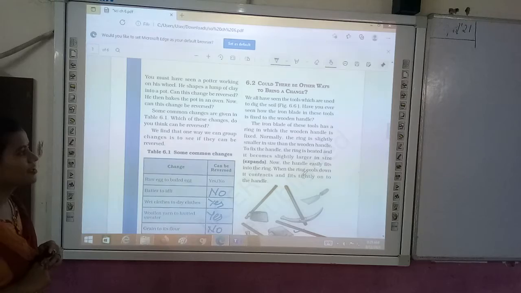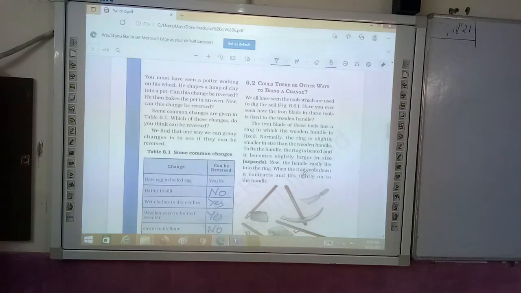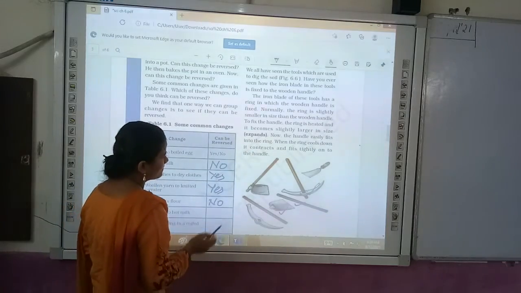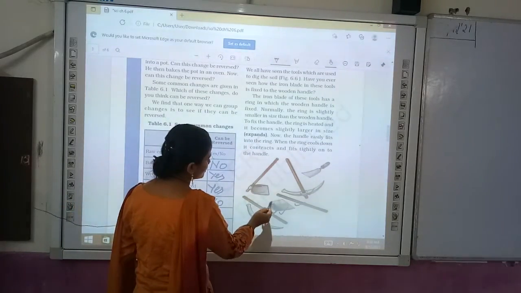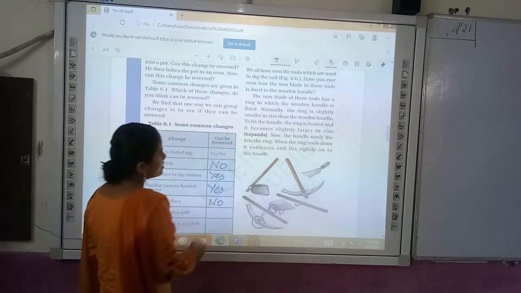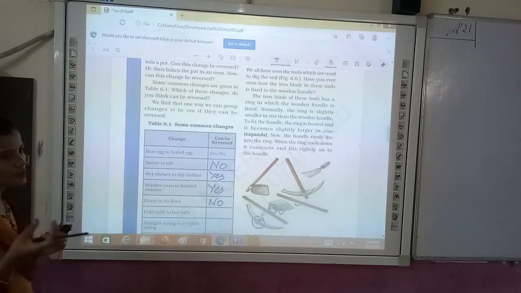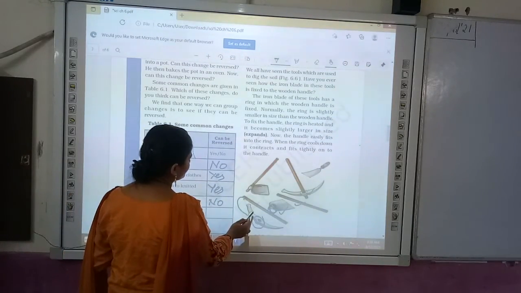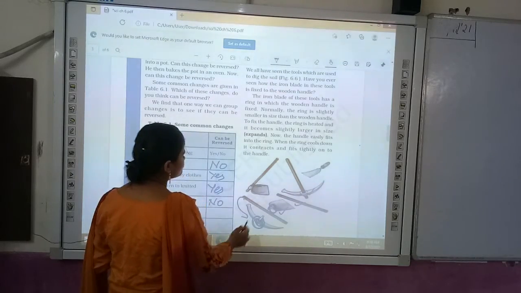So the iron blade of these tools has a ring in which the wooden handle is fixed. So you have seen iron blade in figure 6.6. ठीक है, in which wooden handle is fixed. देखिए यहाँ पे लिखा है wooden handle iron blade के साथ fixed है. Normally the ring is slightly smaller in size than the wooden handle. अब क्या होता है, ये जो ring होती है, see this figure में देखो ring बनी है, ठीक है. So this ring is slightly smaller. Slightly मतलब थोड़ा, ठीक है. It is slightly smaller in size as we compare to the wooden handle. Wooden handle से अगर compare करें तो इसकी जो ring की जो size होती है वो छोटी होती है.